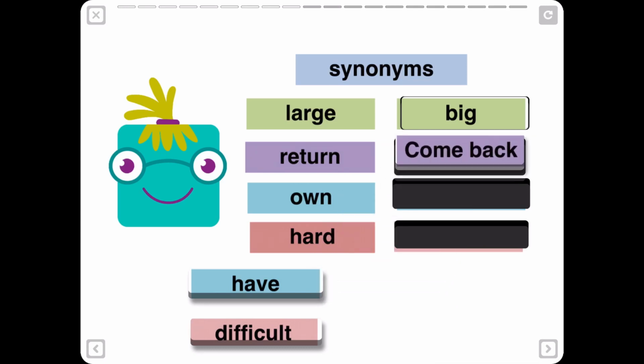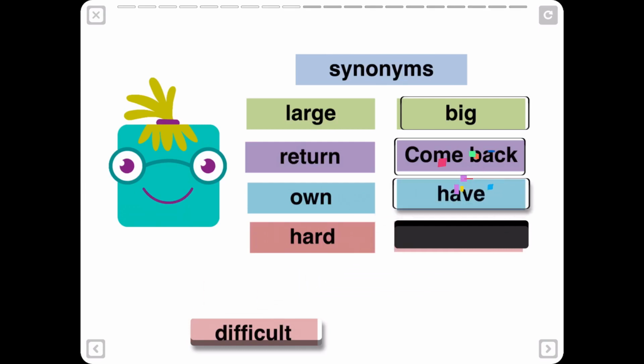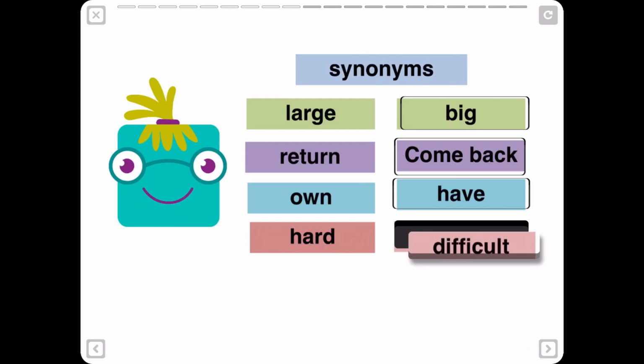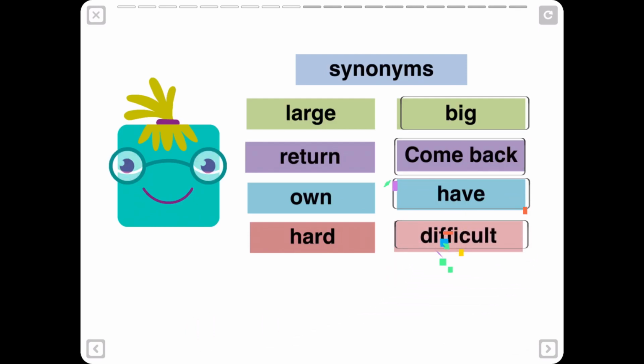Come back. Very good, excellent. The synonym of the word return is come back. Return means come back. Have. Yes, good job. The synonym of the word own is have. Difficult. Very good. The synonym of the word hard is difficult. Or the word hard means difficult.